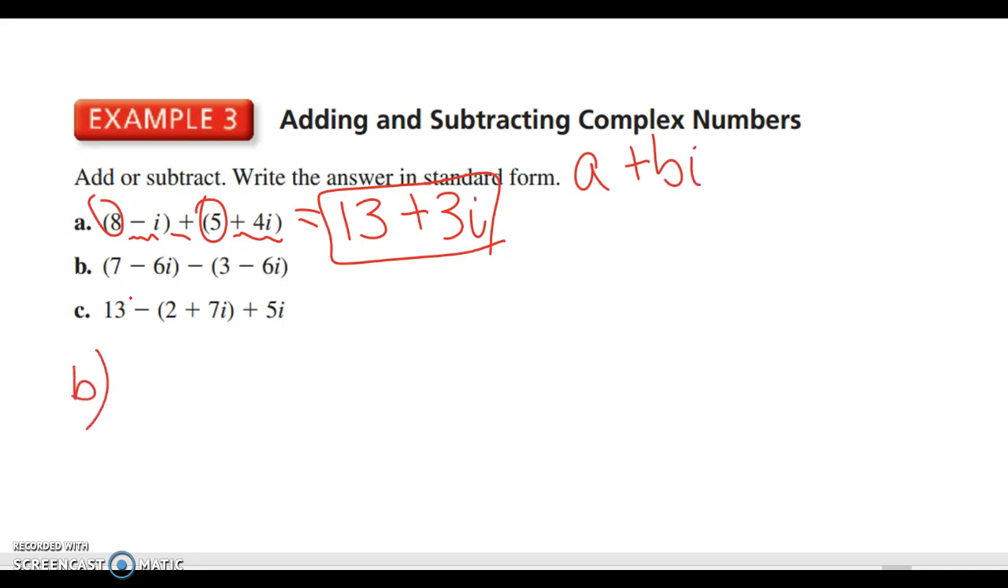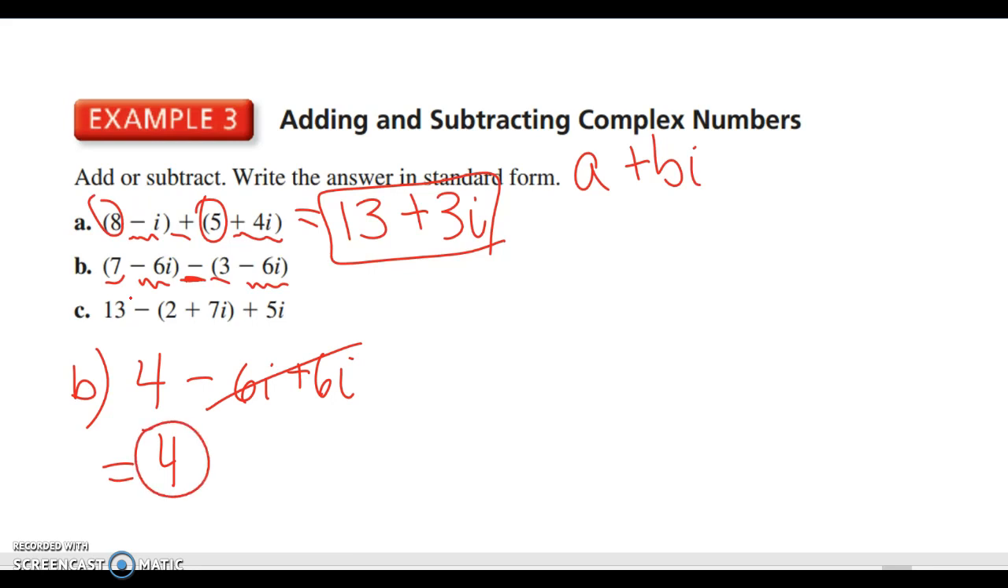Looking at part B, I have 7 minus 3 gets me 4. Then I have negative 6i minus negative 6i, so that becomes plus. So if I write minus 6i plus 6i, these guys cancel out, right? And this just equals 4 for part B.